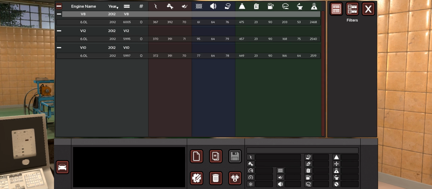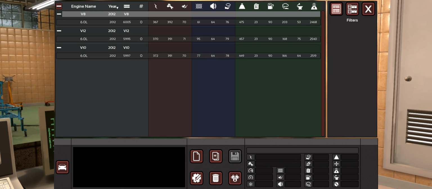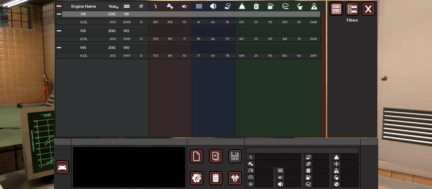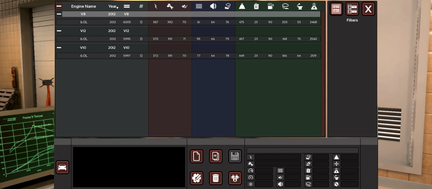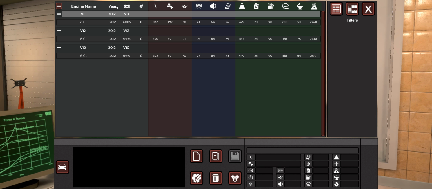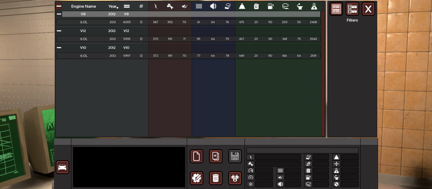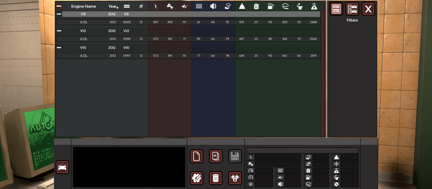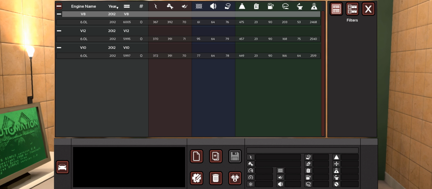Hi everybody. Today we're going to be looking at some of the differences between different engine configurations when you're running at higher displacements. In particular, we're going to be looking at the V8, the V12, and the V10 engines, since those are the most common choices for any engine above 5 or so liters. So, we'll delve right into it.